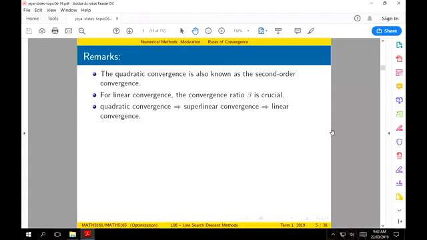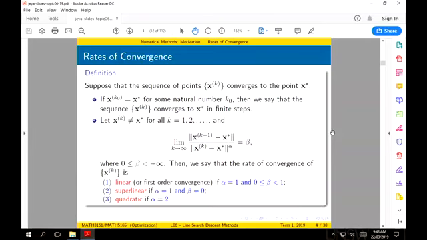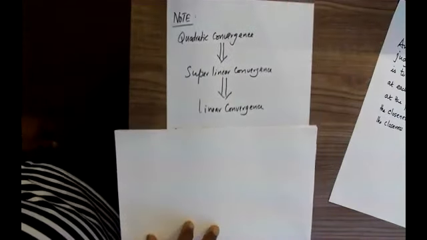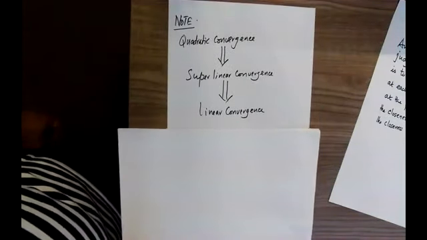Why is that? Is it clear from the definition? Can you say from the definition here that quadratic convergence implies superlinear convergence implies linear? This means this is true for alpha equals 2, right? Can you show that it should be true for alpha equals 1? How do you do that? So quadratic convergence implies superlinear convergence, implies linear, just follows from the definition.